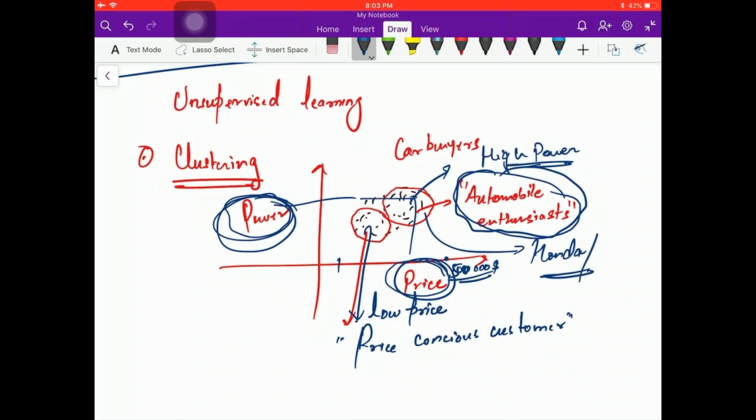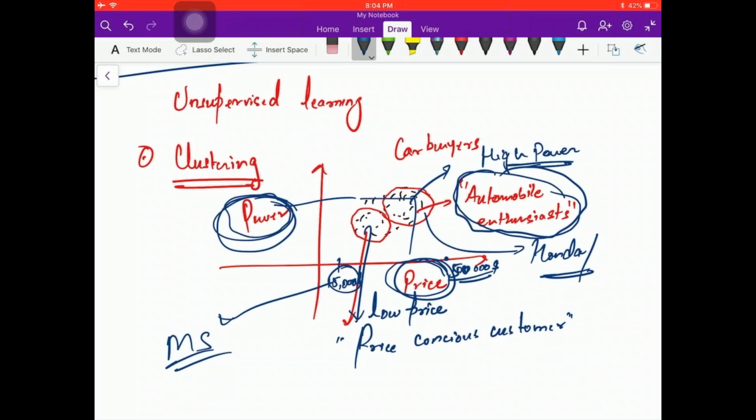A new person comes, you ask him what price range he is looking at. He says, I just want, let's say, a $15,000 car. Oh, okay. Then it means you are not interested too much in power. Let me show you a Maruti Suzuki car. Okay, so this is how you deal with business.